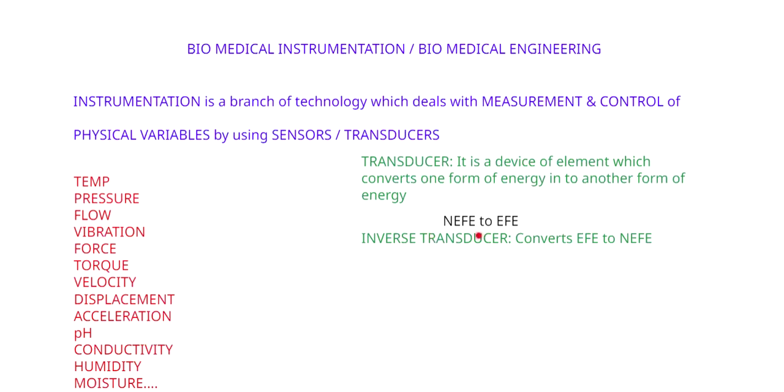Okay. So, for example, let us take a generator. It is converting non-electrical form of energy, mechanical motion, into electrical signal. So it is an example for transducer. Okay, generator, it is converting mechanical energy into electrical energy.